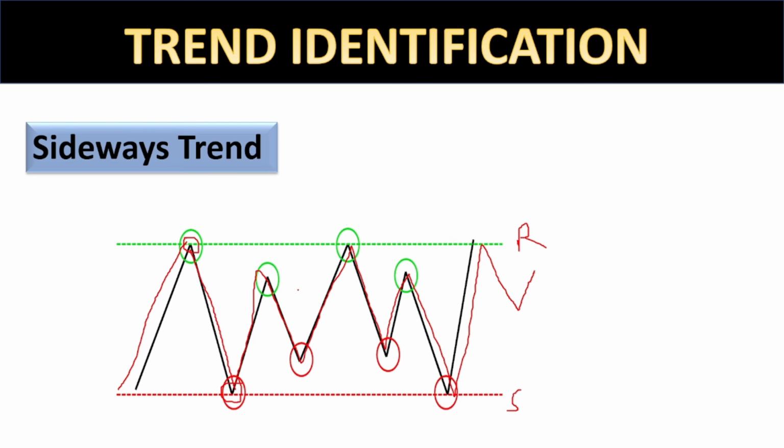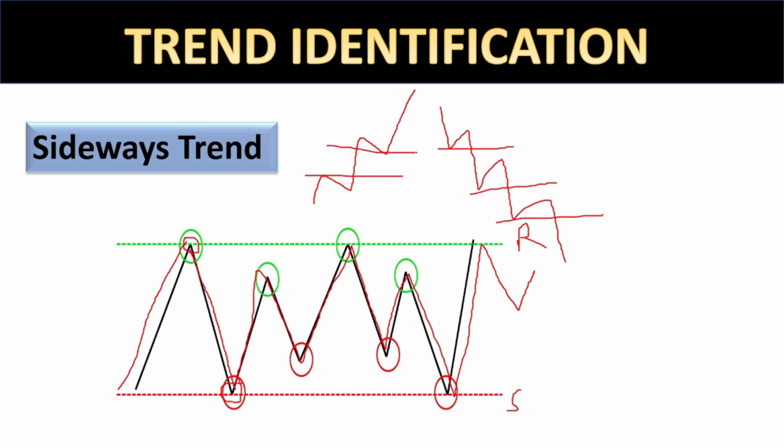Only if it breaks any of the support or any of the resistance, then we can confirm that there is a certain trend, but otherwise it is just a sideways market as long as it moves within the range. Okay, this is how you can identify a sideways market. To put in simple words, an upward trend looks something like this, right? Whereas a downward trend looks something like this, where it breaks the support every time.